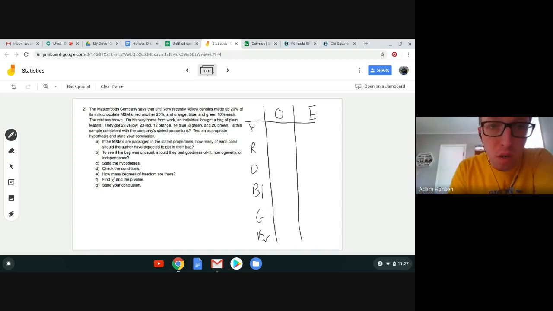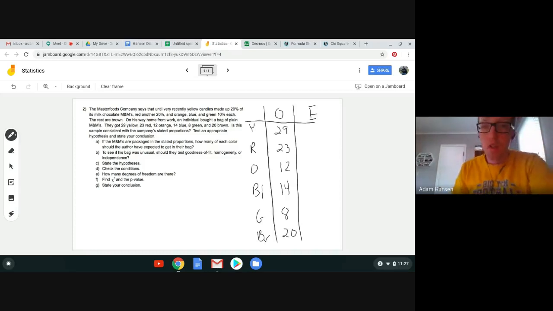So for this person, they got 29 yellow, 23 red, 12 orange, 14 blue, 8 green, and 20 brown. So that's a total of how many M&Ms? 29 plus 23 plus 12 plus 14 plus 8 and 20 makes 106 M&Ms in the bag.